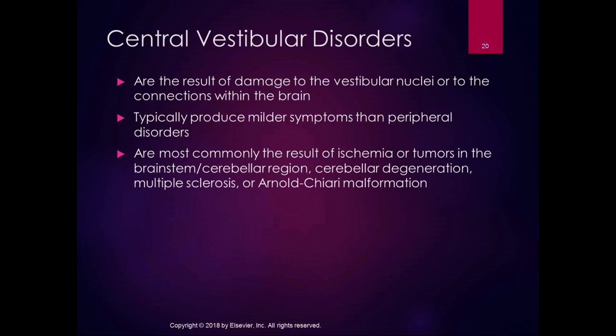Central vestibular disorders are commonly the result of ischemia or tumors in the brainstem or cerebellar region, or cerebellar degeneration, multiple sclerosis, or Arnold-Chiari malformation, which is where the brainstem comes out through the foramen magnum. So with central vestibular disorders, there's not a lot that we're doing in PT to change these. Some of these, except for habituation and compensation.